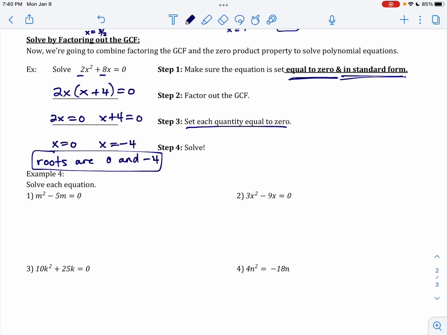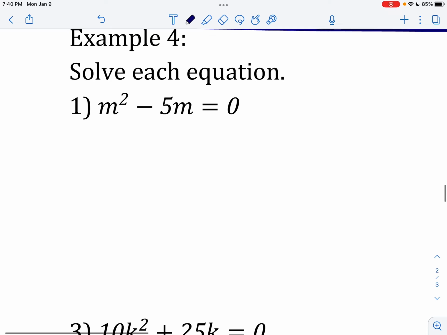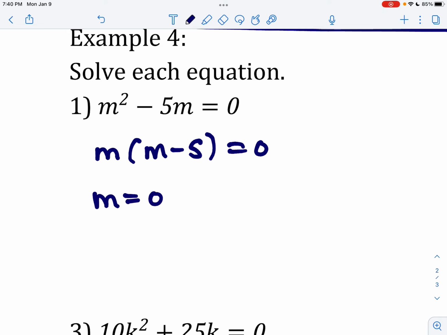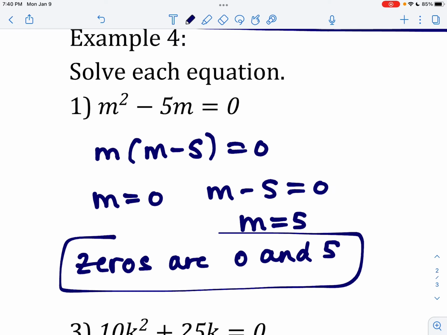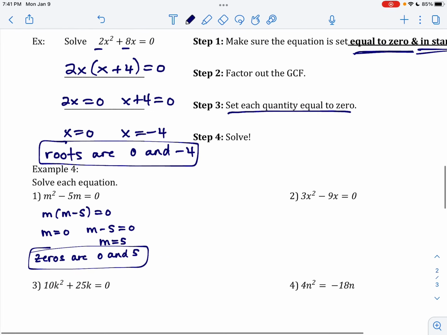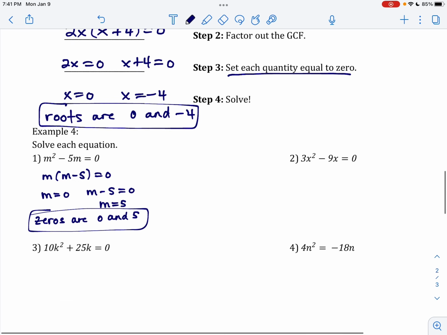Okay, so we're going to practice that a little bit. On number 1, I can take an m out. I'm going to be left with m minus 5 equal to 0. So then we have m equals 0, m minus 5 equals 0, and then m equals 5. So my zeros, or roots, are 0 and 5. And then you can do that for all of the other ones.